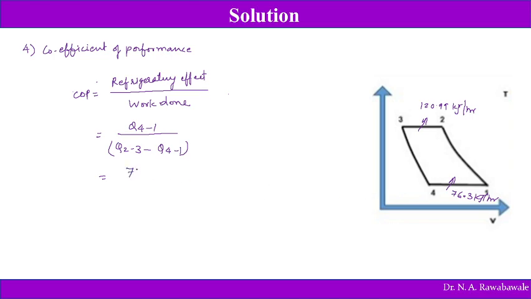is 76.39 divided by 120.99 minus 76.39. So on simplification, we get coefficient of performance as 76.39 divided by 120.99 minus 76.39, which is 1.71. Coefficient of performance is 1.71. So this is how we obtain the solution for the given problem.